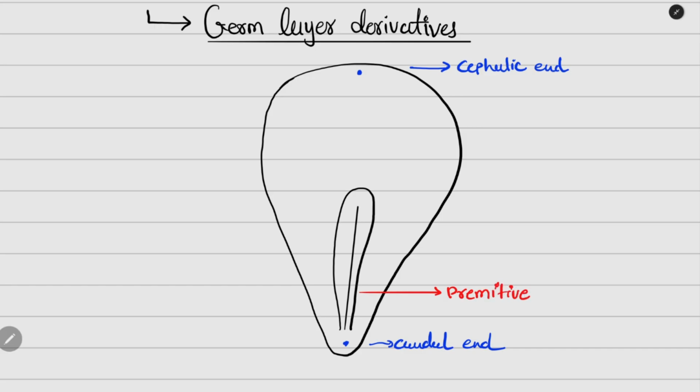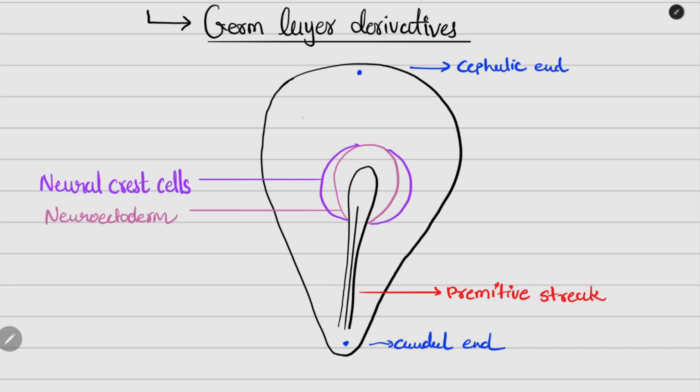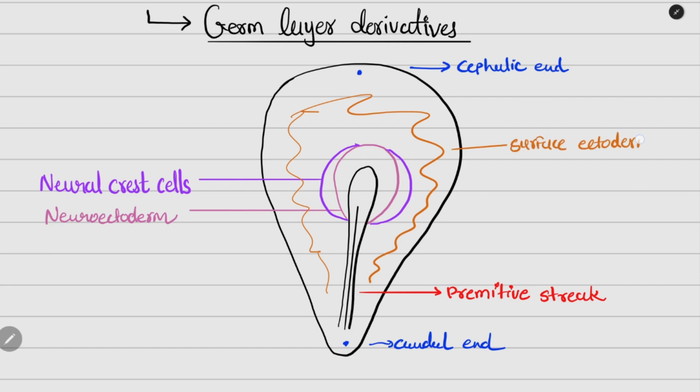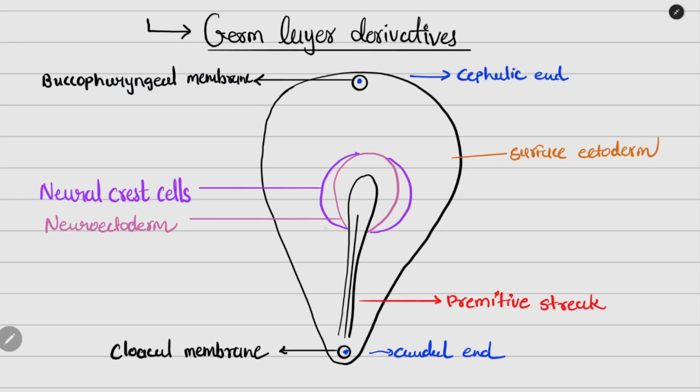And now from the primitive streak we have all germ layers, but today we will talk about neuroectoderm, neural crest cells and surface ectoderm. This caudal end will make the cloacal membrane, and the cephalic end will make the buccopharyngeal membrane. Before we move forward, let me tell you we have placodal ectoderm here, and it is formed from the surface ectoderm. We will see more details soon.